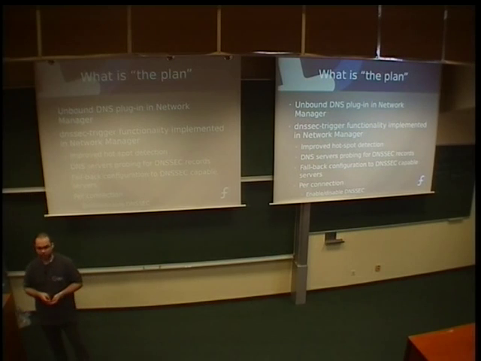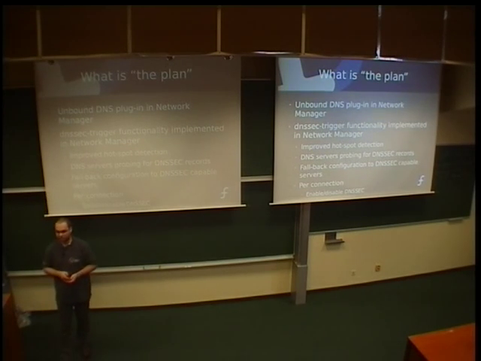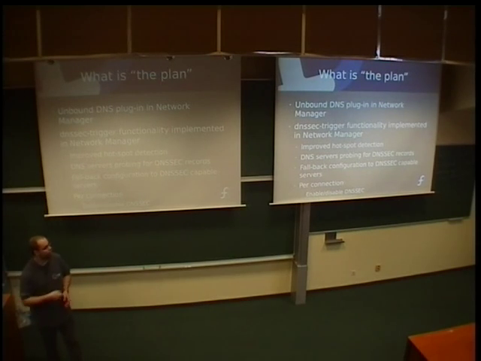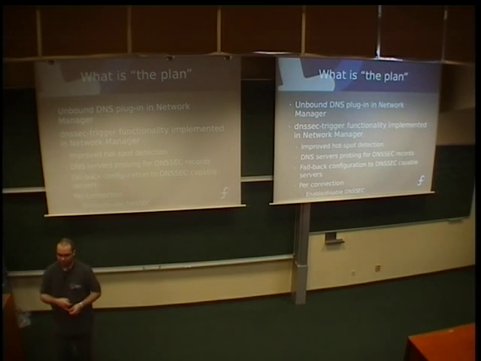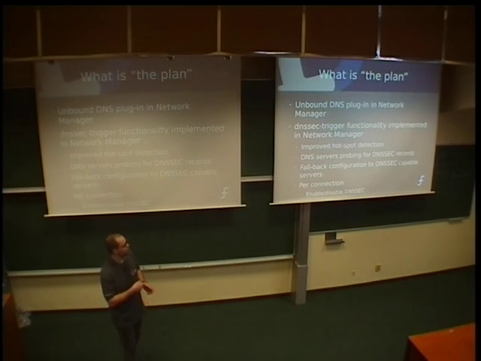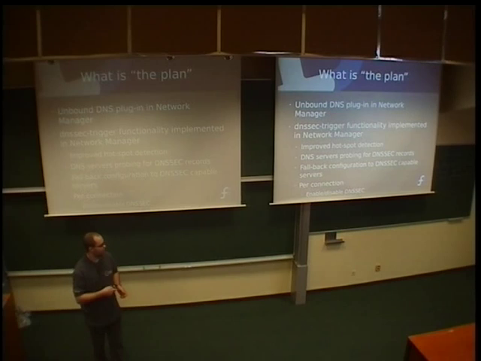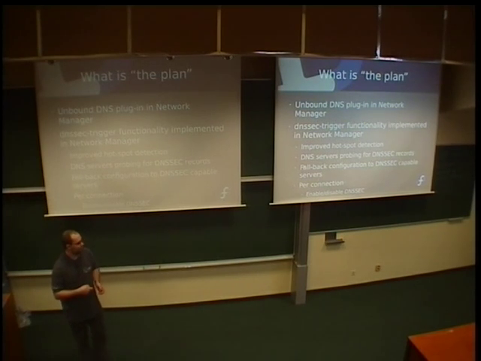We feel like the DNSSEC trigger daemon is pretty redundant, and we already have Network Manager as a daemon running on the system, so why not let Network Manager do all the stuff and reconfigure Unbound directly? So we would like to write and introduce a DNS plugin for Network Manager for Unbound that would do the logic and stuff that dnssec-trigger is doing. So we would like to implement functionality into this plugin: improved hotspot detection, servers probing, and some fallback solution.